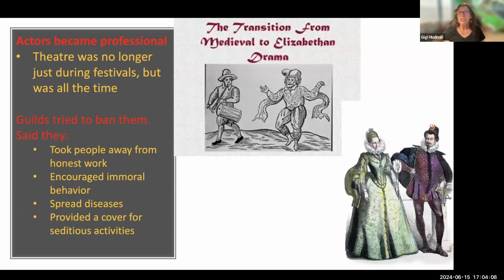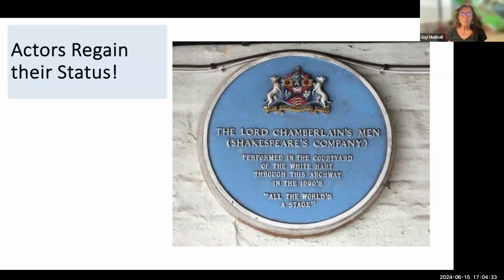So sedition is when you're trying to undermine the government. So really this was a cover for people who were trying to destroy the government. And if they say something like that, well, then the government might step in and try to ban it or something like that. But really the guilds were just trying to be political with it and trying to get people to work and not compete with what they had to offer.